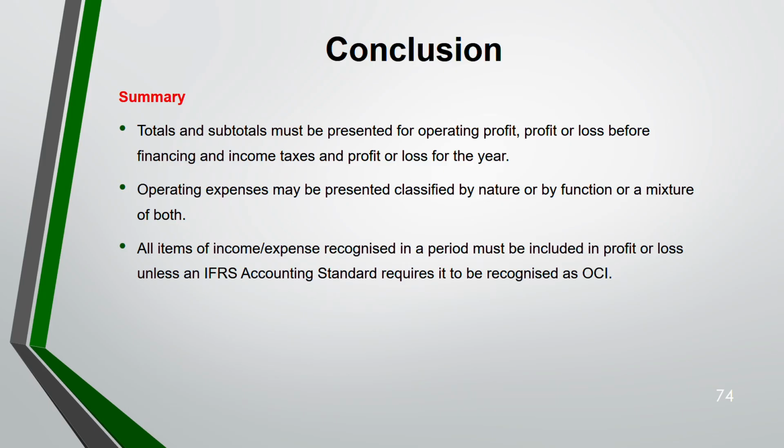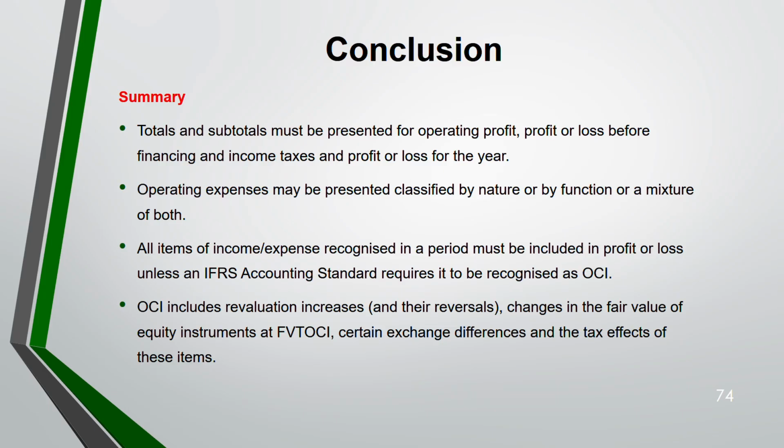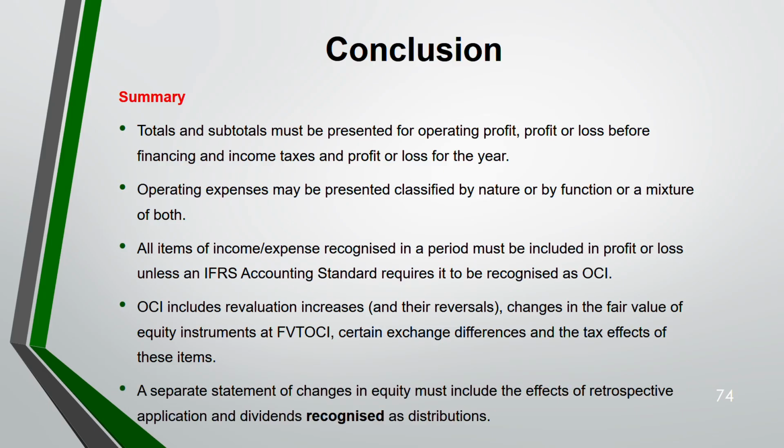All items of income and expense that are recognized in a period must be included in profit and loss unless an IFRS says that it has to be recognized in OCI. OCI, that is other comprehensive income, includes your revaluation increases and also reversal of those increases, changes in the fair value of equity instruments at fair value through OCI, or certain exchange differences and tax effect of these items. Remember this group of OCI. A separate statement of changes in equity must include the effects of a retrospective application and dividends recognized as distributions.